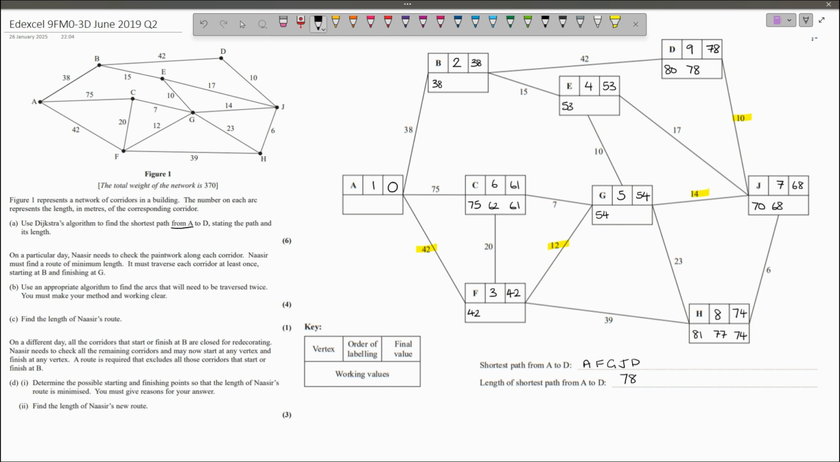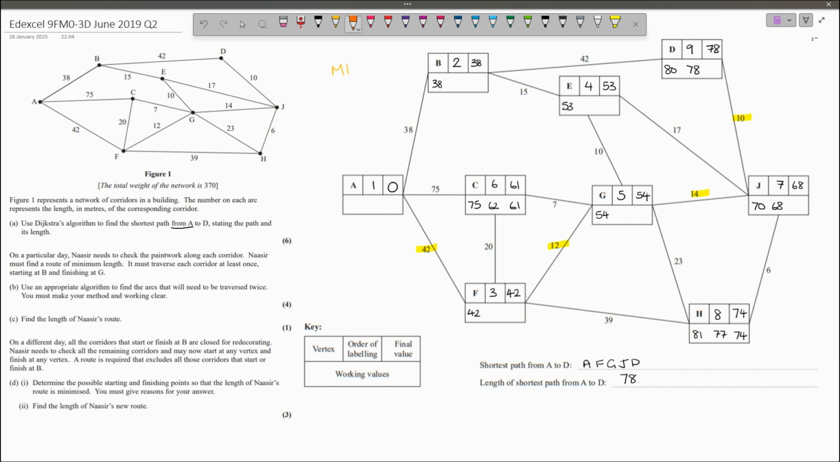And if we look at the marks of this question, we're going to get a method mark when a larger value has been replaced by a smaller value in at least two of the working boxes. That's either C, D, E, G, or J. And we've done that. We've got 3 boxes where we've done that, so we're going to get a method mark.